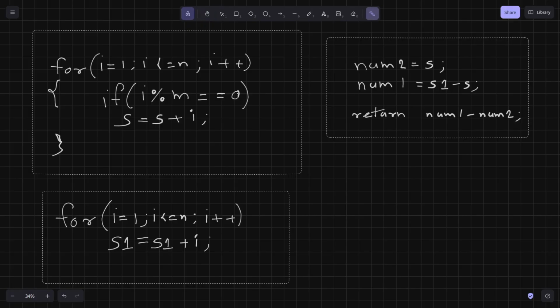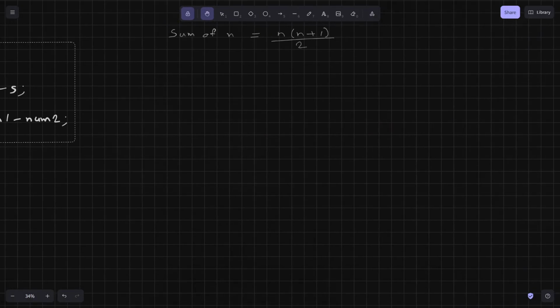We can use the loops. One loop will calculate the sum of numbers from the range 1 to n that are divisible by m, and will store it in s. Another loop will calculate the sum of all numbers from 1 to n. Then we will calculate num2, that is the sum of integers divisible by m, and we have the total sum here, and the sum of the numbers divisible by m. So we can subtract it and get the sum of the numbers that are not divisible by m, and we are done. But it can be done using simple math.